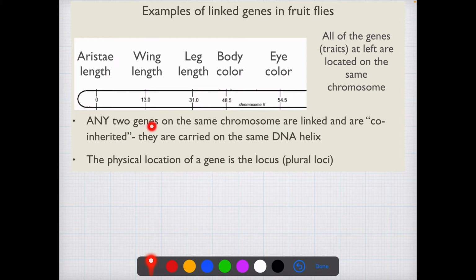So for example, for wing length here, if this fly has long wings and also has a short body, then the offspring are likely to inherit these alleles together rather than randomly, because of course they are physically attached on the chromosome. So really any two genes on the same chromosome are considered to be linked and are likely to be co-inherited because they are again on that same DNA helix.